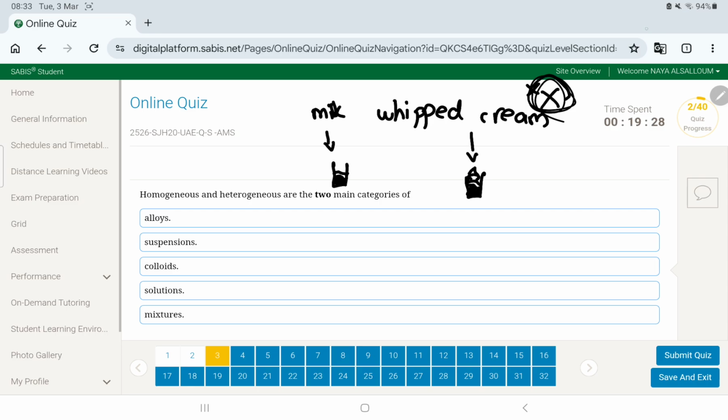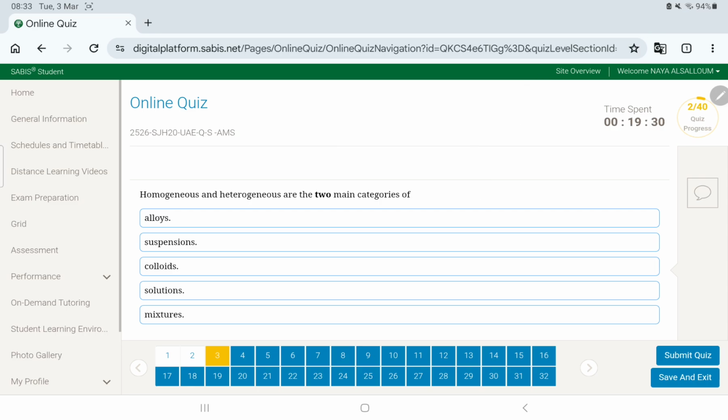Okay? We might discuss these a bit more in other questions. So homogeneous and heterogeneous are the two main categories of mixtures. Okay? So just know this. When you see homogeneous and heterogeneous, they are mixtures.